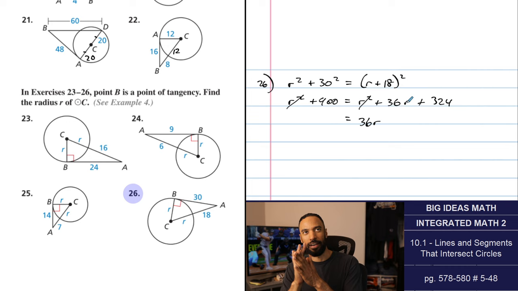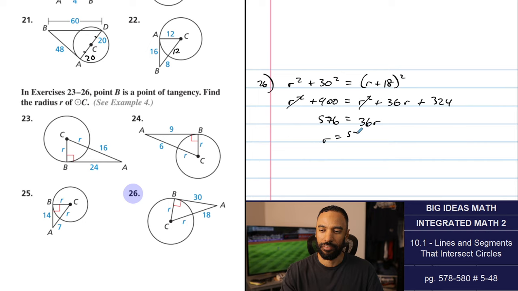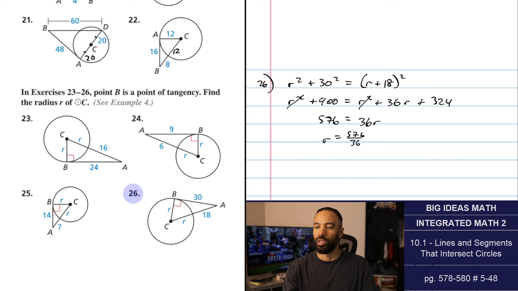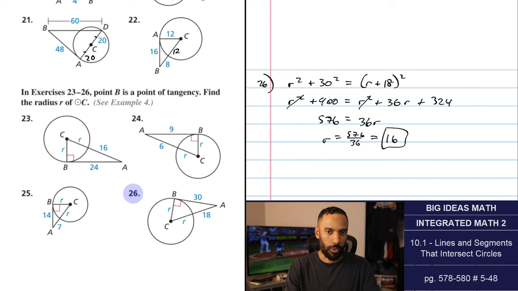So r equals 576 over 36. Now, I don't know whether that divides evenly. Let me first try that, and if it does, then I'll leave it. It does. It gets 16. So your radius here is 16. That's number 26. Okay, those are those four.